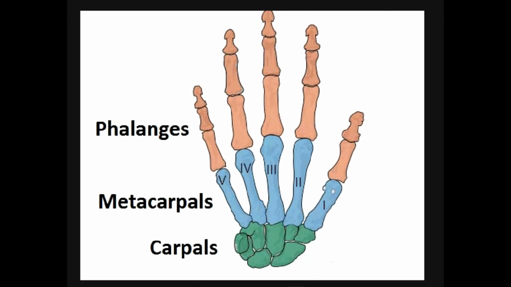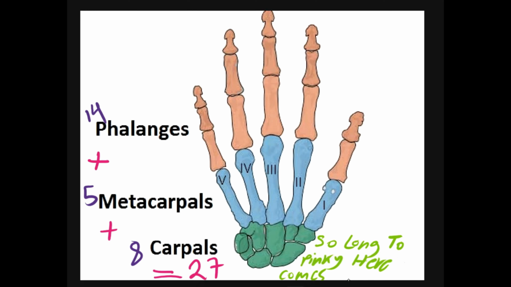You of course know in the hand bones we have 8 carpals, 5 metacarpals and 14 phalanges, in which each of these 27 bones has its own name. In the carpals we have a mnemonic as follows. So long to pinky, here comes the thumb, in which each of the initials refers to a bone.